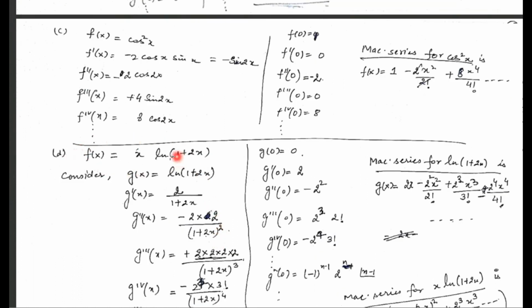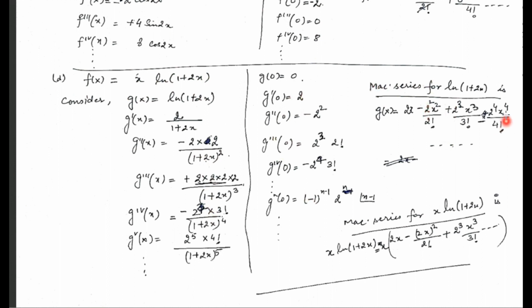In the D part, you have to find the Maclaurin series for this function. So first you consider ln(1 plus 2x), find its higher order derivatives, find its values at 0, and substitute in the formula. Whatever series you have, you just multiply by x, and you will get the Maclaurin series for this function.